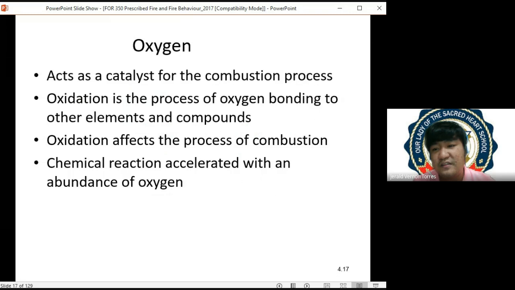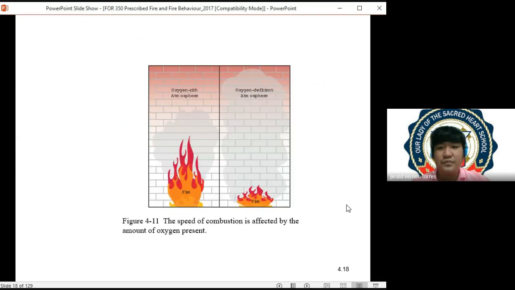So oxygen is also a very important part of fire or combustion reaction kasi siya yung catalyst, no? Siya yung magpapabilis ng combustion reaction natin. And with so much oxygen present in an area, ang possibility is mas mapapabilis yung flame formation natin. So if you have an oxygen-rich environment, thus the speed of fire would be greater kesa sa low oxygen environment natin.